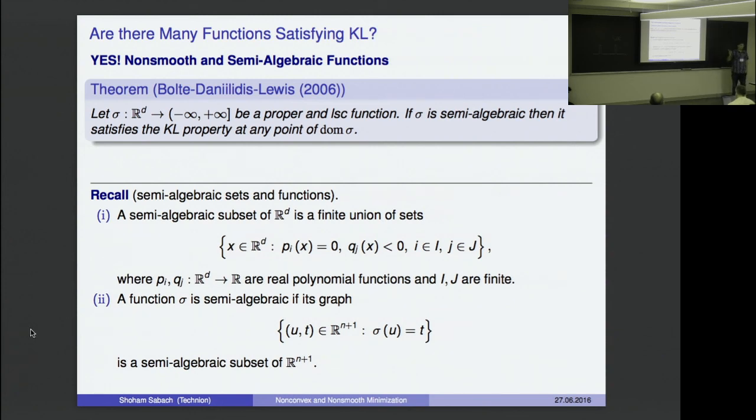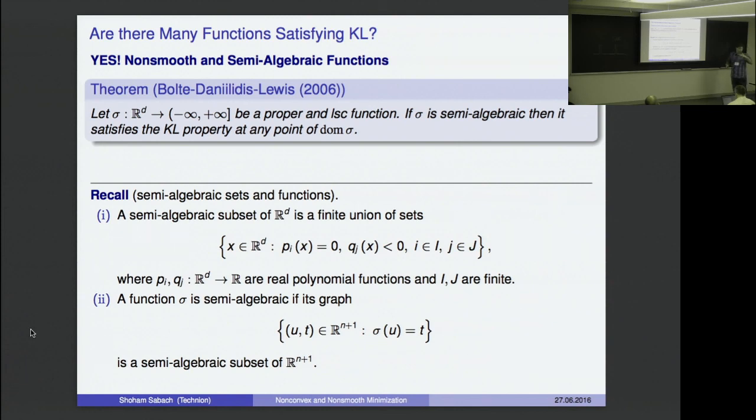This result has a huge impact in practice, because checking semi-algebraicity, and I remind you here the definition of semi-algebraicity, is much, much simpler than checking the KL property, which I didn't even show you, but believe me that it's much simpler to check semi-algebraicity of a function than to verify the KL property. So any semi-algebraic function is a KL function, and any semi-algebraic function can be used in the general framework that I presented.